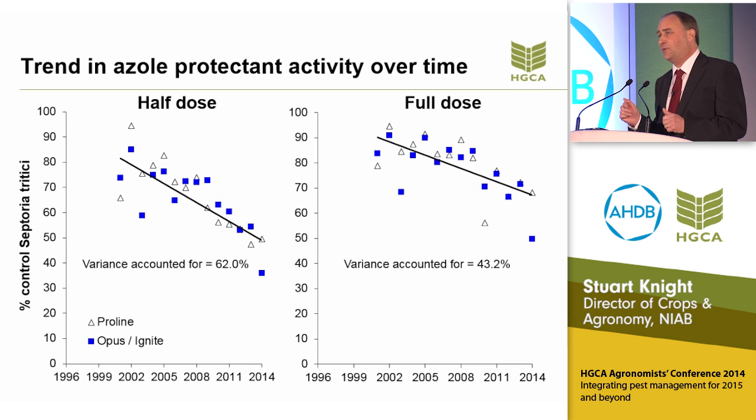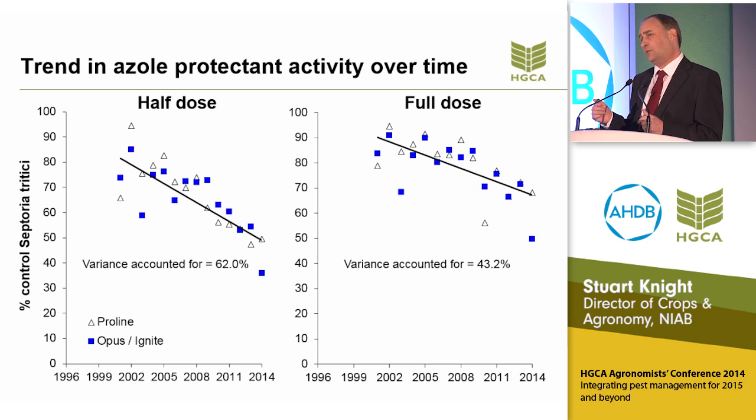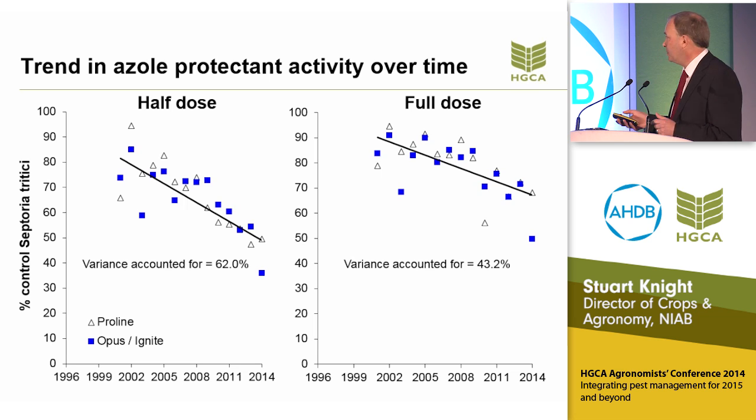What we do basically is for the Ignite and for the Proline, we've taken the average level of control we've had with each product in the fungicide performance trials and plotted that on some charts over time. So on this left-hand chart, we have the average level of Septoria control achieved with Proline or Opus Ignite. Obviously, we changed from Opus to Ignite formulation partway through this time, and compared those for how they compared over time. So we have our Opus Ignite blue squares, our Prolines, which are clear triangles.